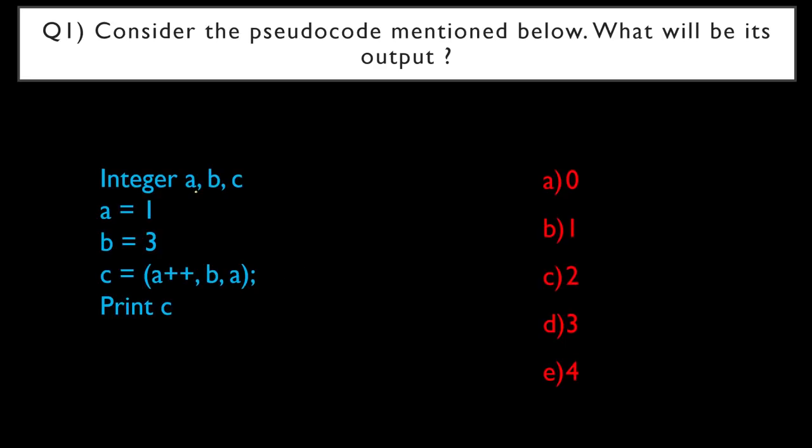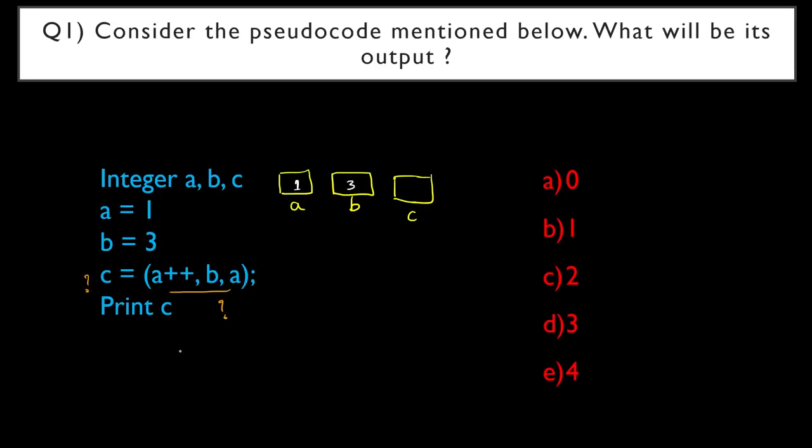So what happens here is, you're declaring three variables, as we all know. We are declaring A, B, and C. The values of A and B are set right after. So 1 will be stored in A and 3 will be stored in B. Now here we are saying C equal to A plus plus comma B comma A.